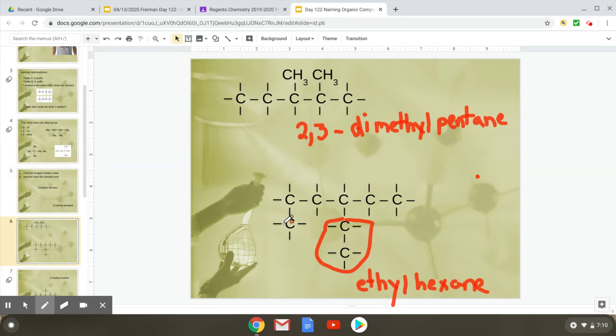And does it exist on the 4th carbon or the 3rd carbon? So we want to go with the shortest end. So we now have to read from this end, right to left. So this would be on the 3rd carbon right there is where our ethyl group is. So this would be called, according to the IUPAC naming system, 3-ethylhexane.